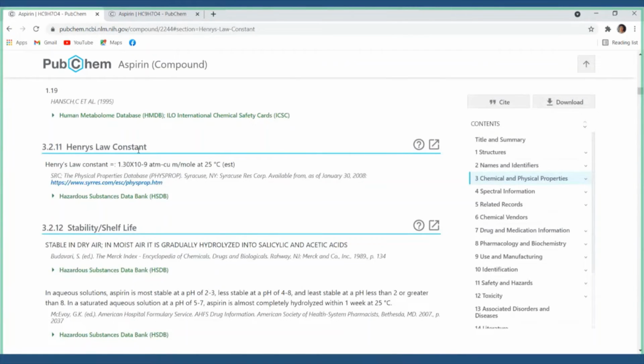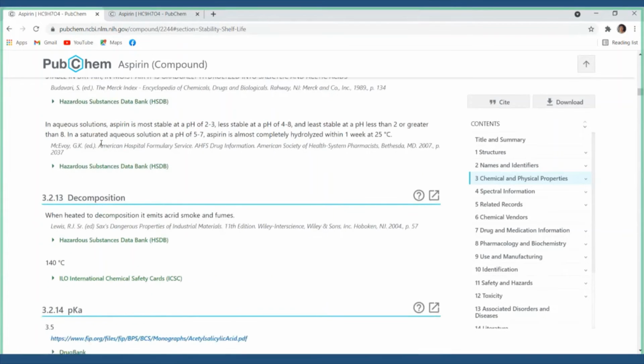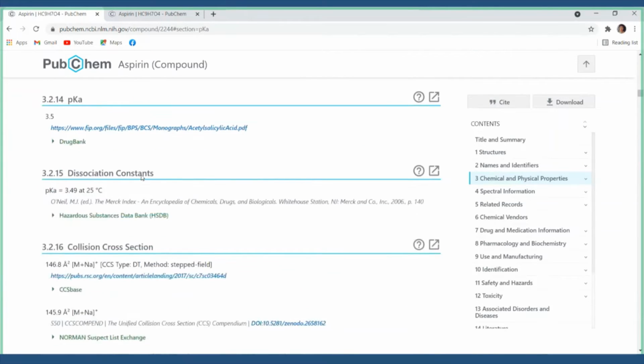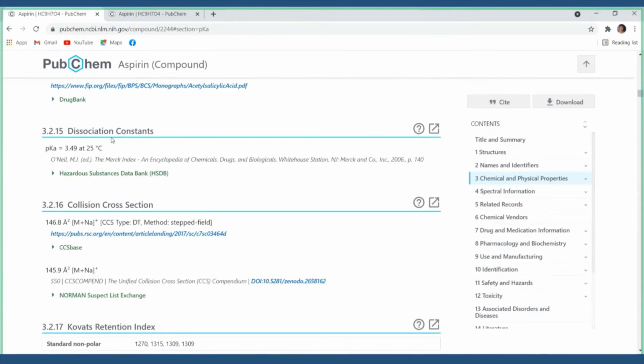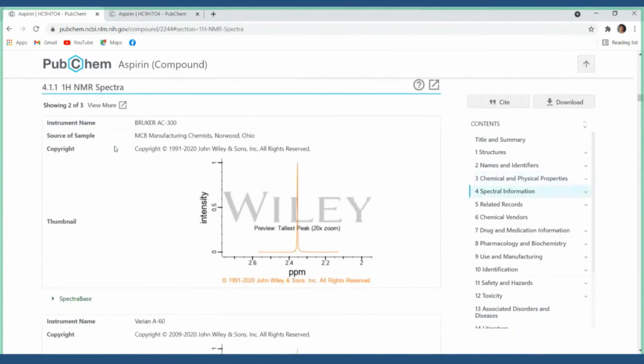There are some different laws that govern drugs, like the Lipinski rules. We are still going to get there. I'm just trying to explain the information you can get about a drug on a database like this. We have the pKa, the dissociation constant. All this you may not understand, but with time you will get it. So every single detail about a drug is on this.